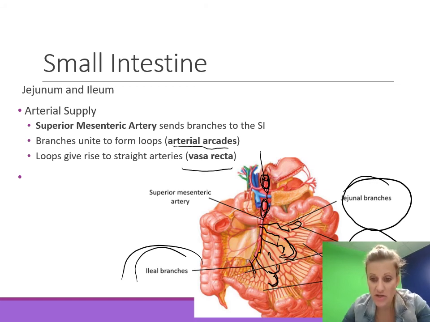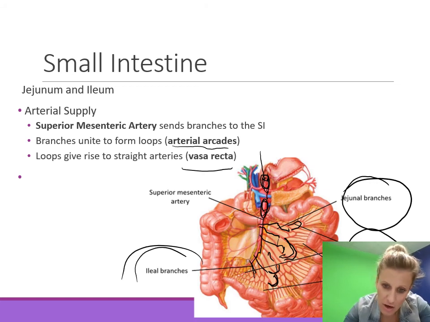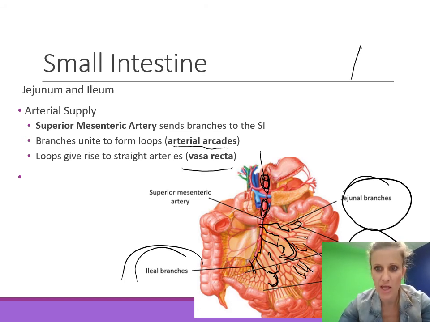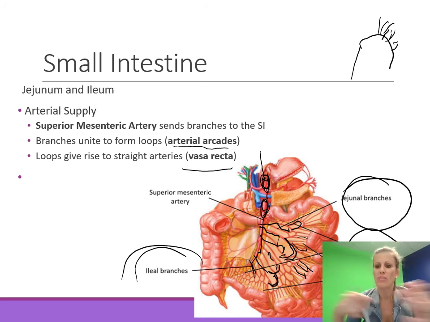Then coming off of the arterial arcades are the vessels of the vasa recta. So all of these straight vessels are vasa recta. We see this pattern a lot. We'll see the same pattern in the kidneys, for example, where there are vessels that branch, then there's a curve, and then little tiny straight ones off of that. It's a really common pattern that we see.